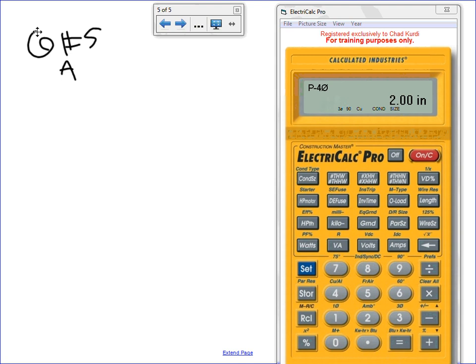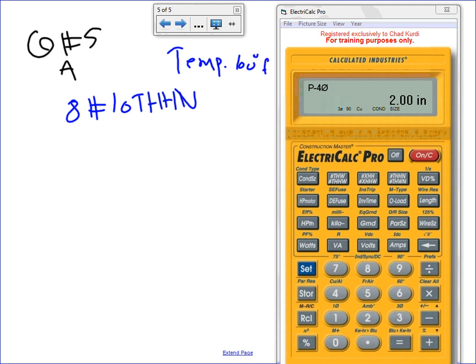How many conductors do I have? I have 8, number 10 THHN. All of them are hot. And the second thing, the ambient temperature, the temp that I have is 100 degrees Fahrenheit. So what's my question? Find how much current this conductor can carry under these circumstances.